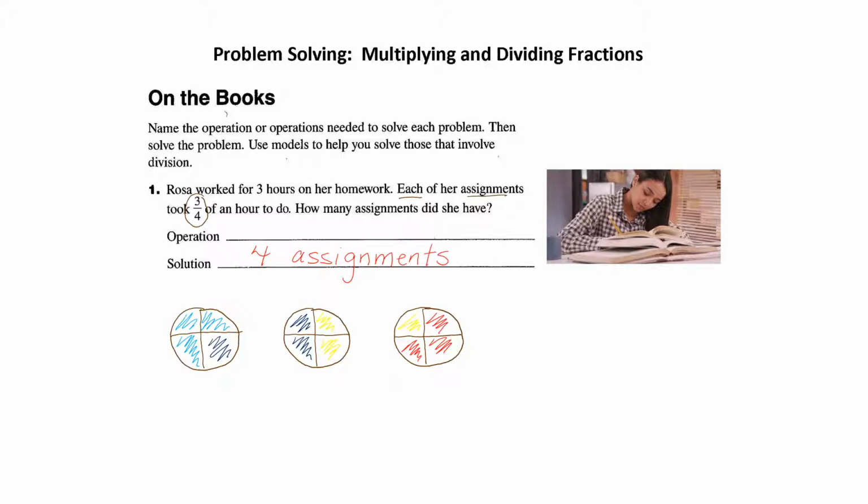To solve this problem with an equation, we would do 3 divided by 3/4. And when you solve division with fractions, you're going to make the whole number an improper fraction. And we keep, change, flip.